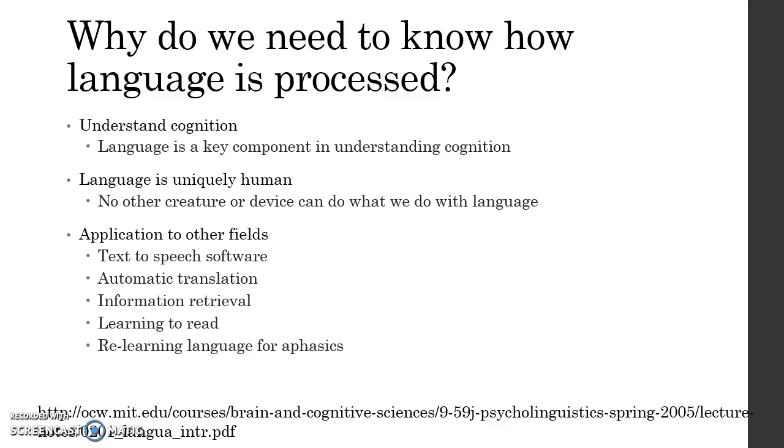Language is uniquely human. No other creature or device can do what we do with language. And it's important to understand how language is processed because of the application to other fields. When we think about text-to-speech software, automatic translations, information retrieval, learning how to read, and literacy skills, and relearning language for aphasics.